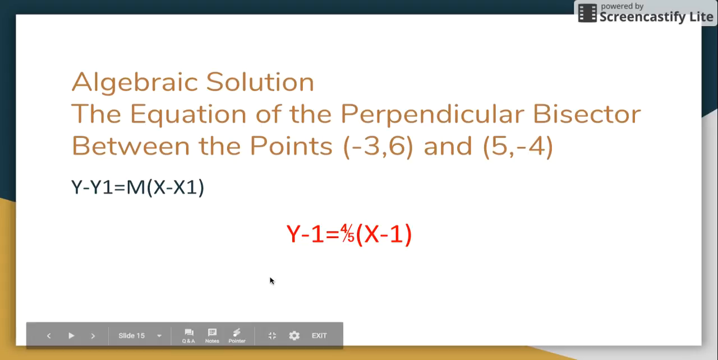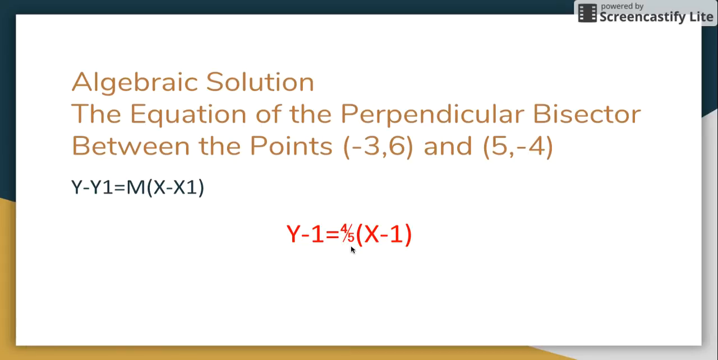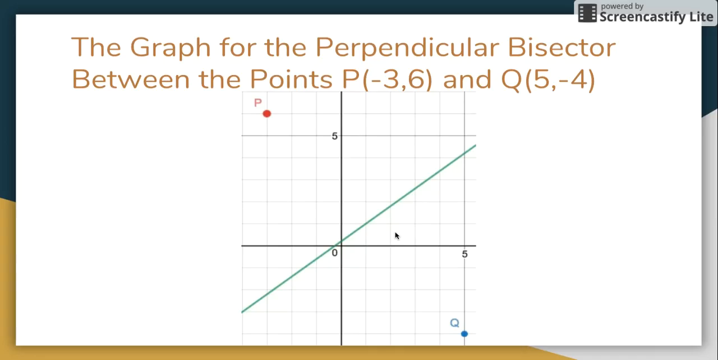Plug in our numbers. Y minus y1, which as you will remember is the coordinate for the midpoint in line PQ, equals 4 over 5, which is the opposite reciprocal of the slope through the line PQ, and that'll be multiplied by x minus 1. Remember that this is the coordinate to the midpoint of the line PQ.